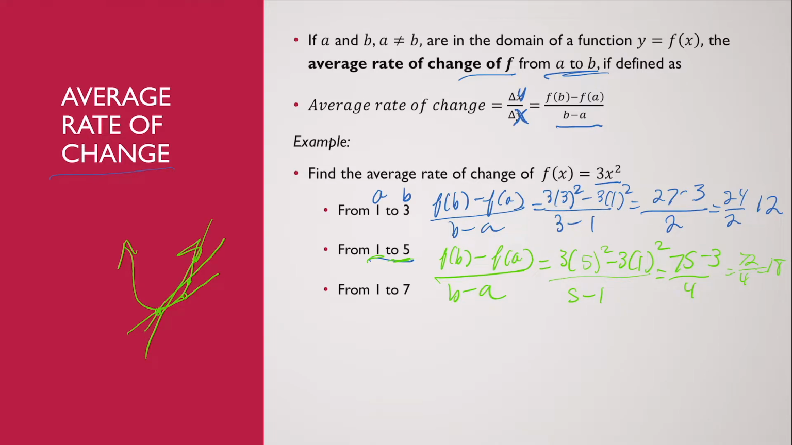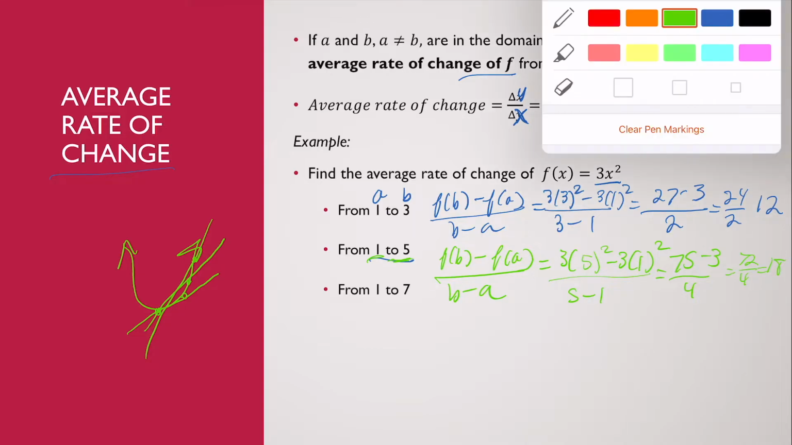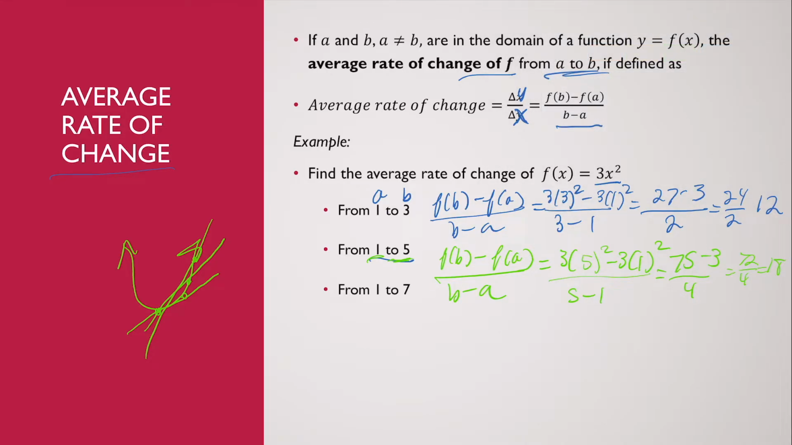So let's take a look one more time at the rate of change from 1 to 7 of this parabola. If I have f of 7 minus f of 1 over 7 minus 1, that's going to be 3 times 7 squared minus 3 times 1 squared over 7 minus 1, which is 6. I've got 144 in my numerator. 144 divided by 6 is 24. So as you can see, the rate of change is increasing.